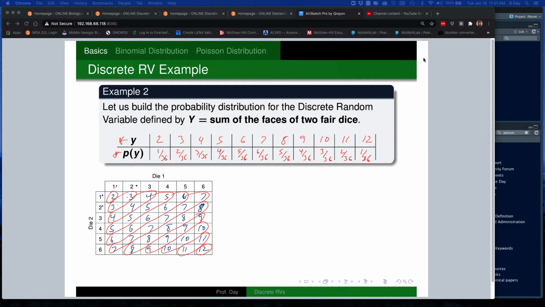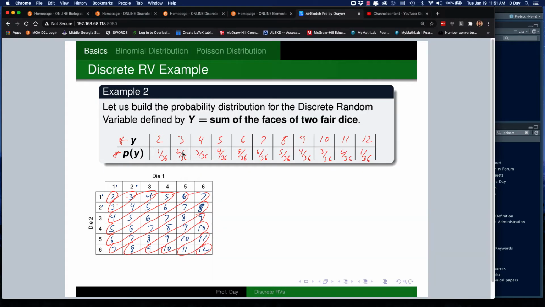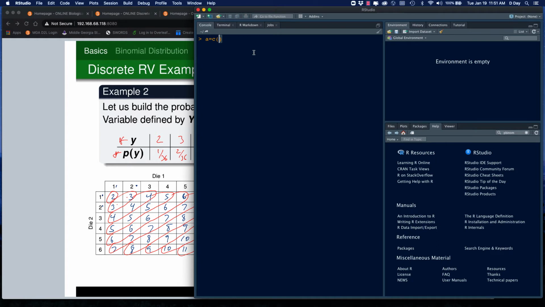So let's switch over to R real quick. In R, I'm going to create a vector called A, just because I don't have a better name for it. And I'm going to create the vector of the counts that I saw in the box over here, the number of times I saw each sum: 1, 2, 3, 4, 5, 6, 5, 4, 3, 2, 1. I want to create that.